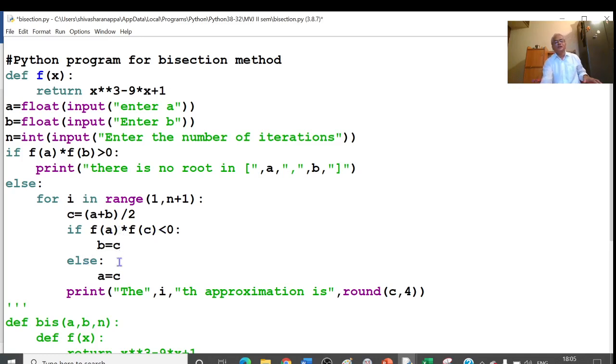Else, the root lies in c and b. Then we replace this a by c. Then we give the print: the ith approximation is round c comma 4. Let me run this program.